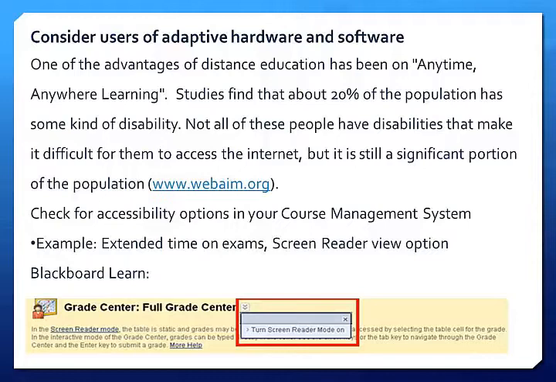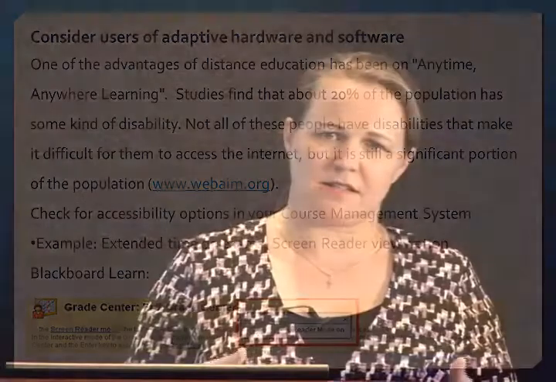Another thing, extended times on exams. A lot of times instructors don't realize that they can make an extended time on a test. If you use timed exams, a student with a disability may request that they have extended time on a test because they're using a screen reader or they're using some other device to access the materials. Creating an extended time on a test is very easy. You can create that for one student.